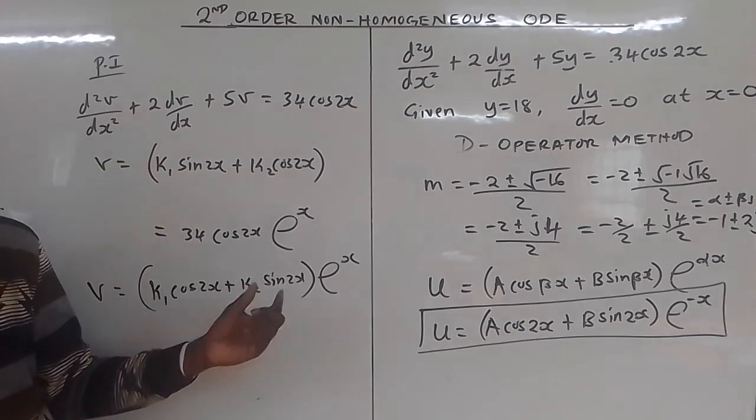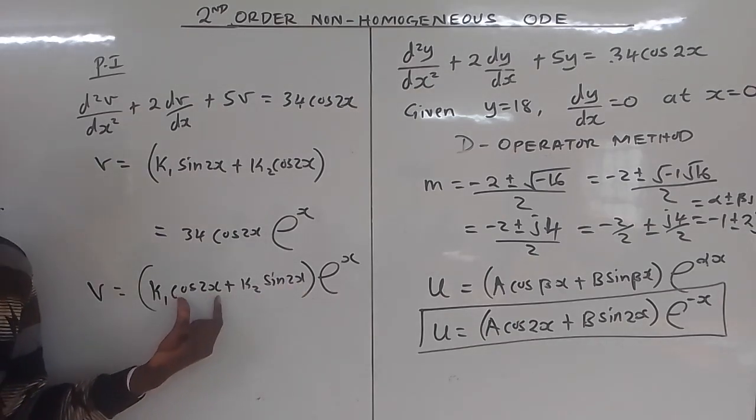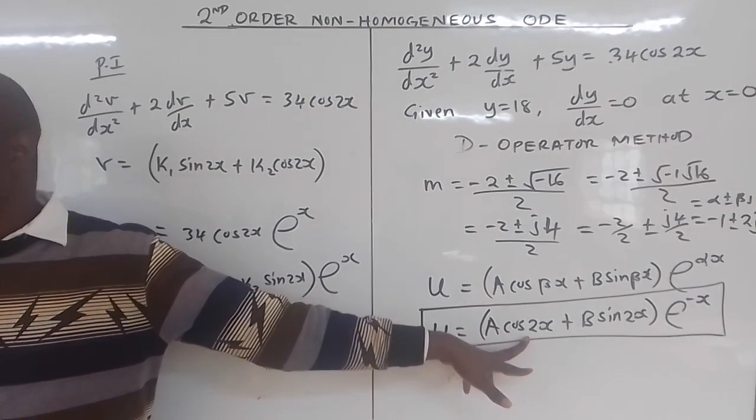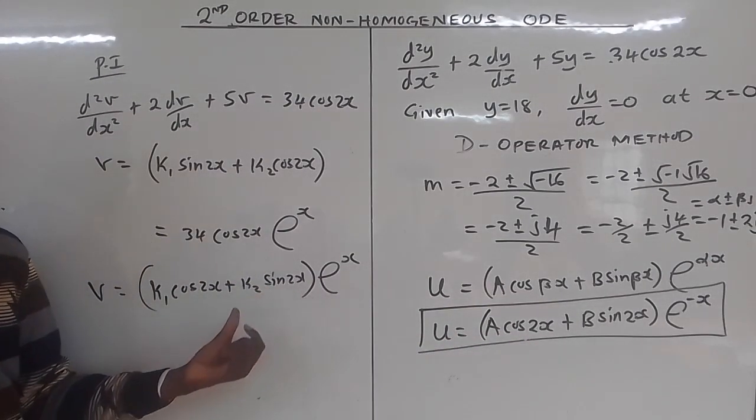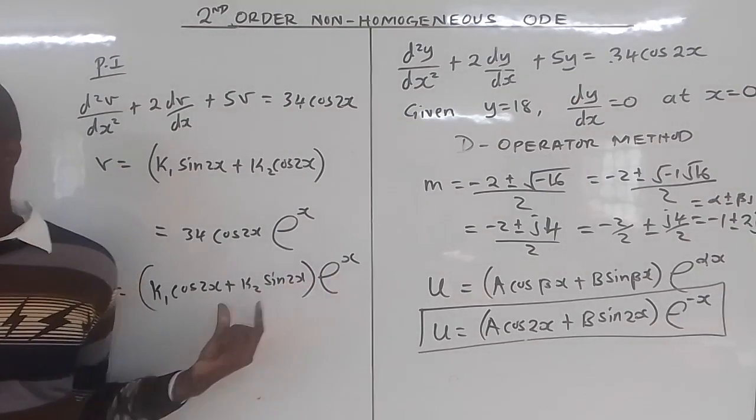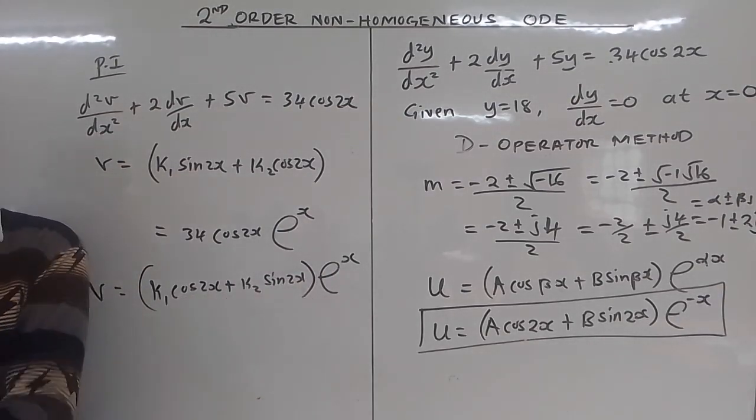After this you check, is cos 2x exponential x in the complementary function? No, isn't it? Then you check again, is sine 2x exponential x there? Either this or that, if any of them is there.